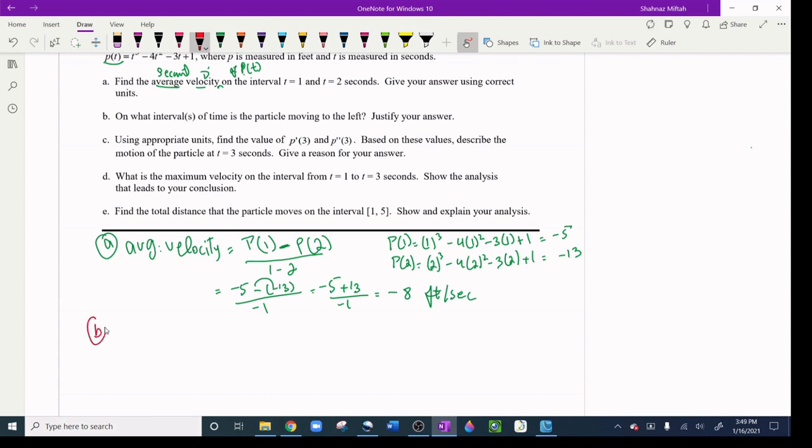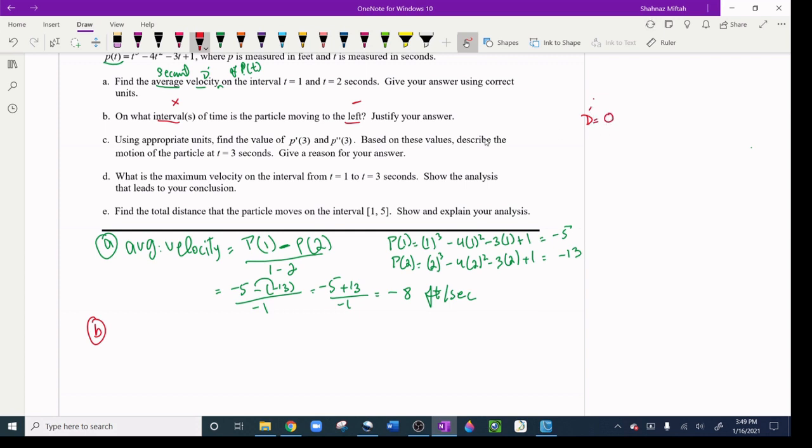Here is B. On what intervals, which means all the x values of time, is the particle moving to the left? Left means it's supposed to go to the negative. And how do we know if the particle is moving left or right? We have to take a derivative, because velocity is going to give me a direction. And how do we know that? From the sign chart. So I have to take a derivative.